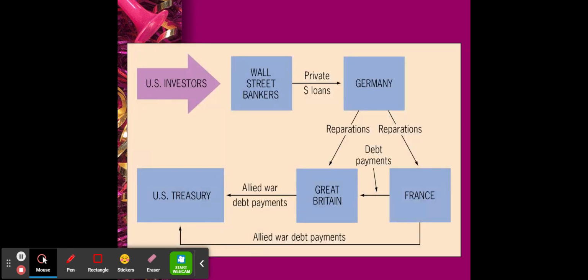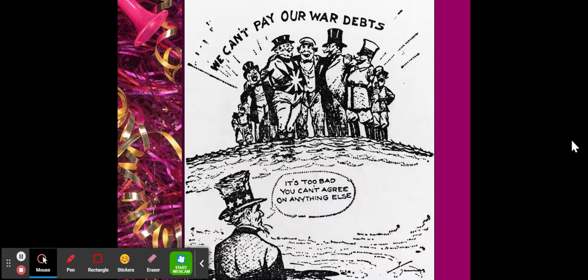Here you see that Dawes plan. And a little political cartoon of all the Europeans singing together that they can't pay our debts. And Uncle Sam saying, well, you can't agree on anything else, apparently, other than this.